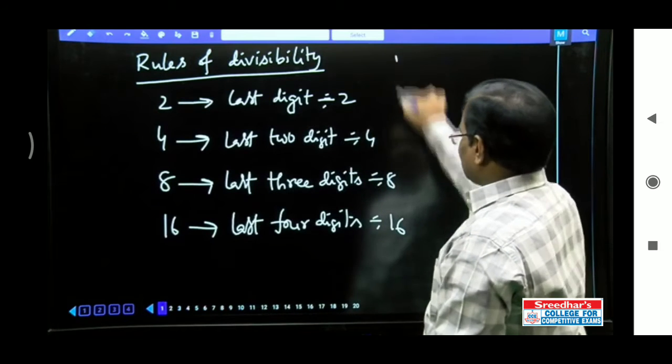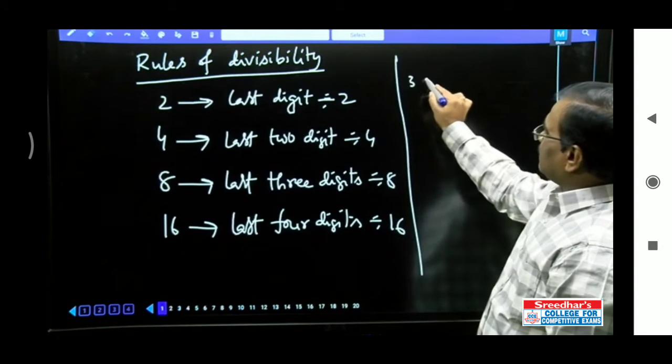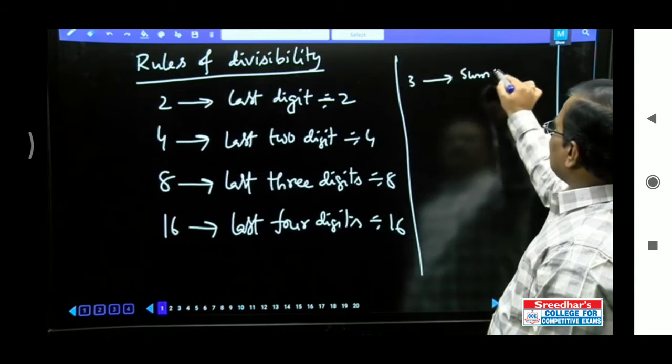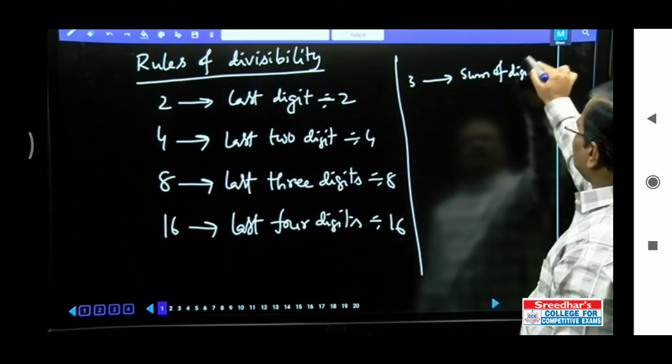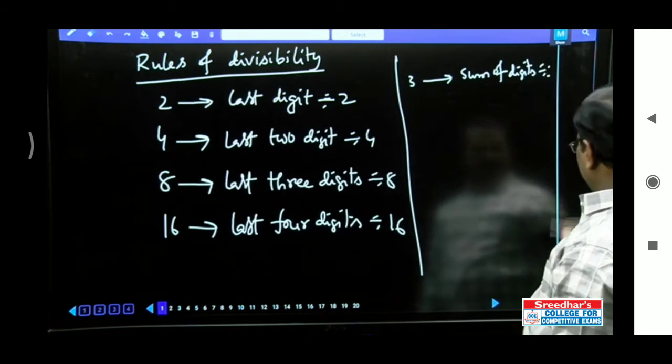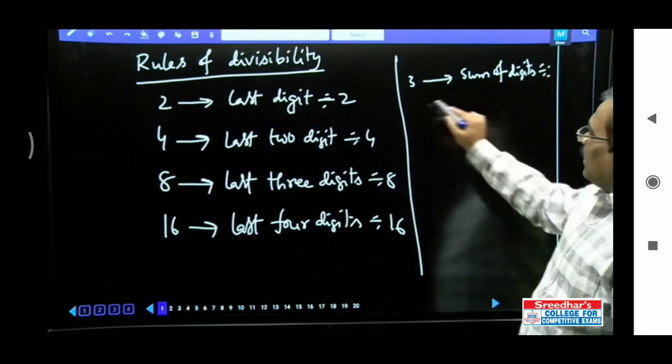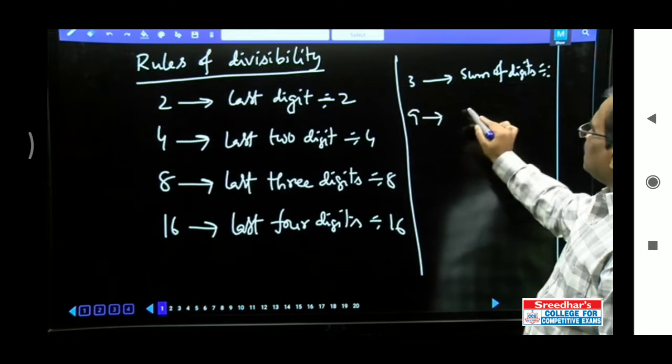We can also look at multiples of 3. The divisibility condition for 3: the sum of the digits should be divisible by 3. Okay. For 9, the condition is the same: the sum of the digits should be divisible by 9.